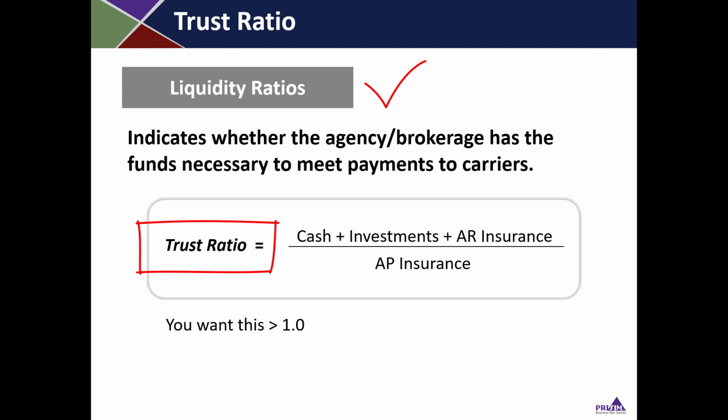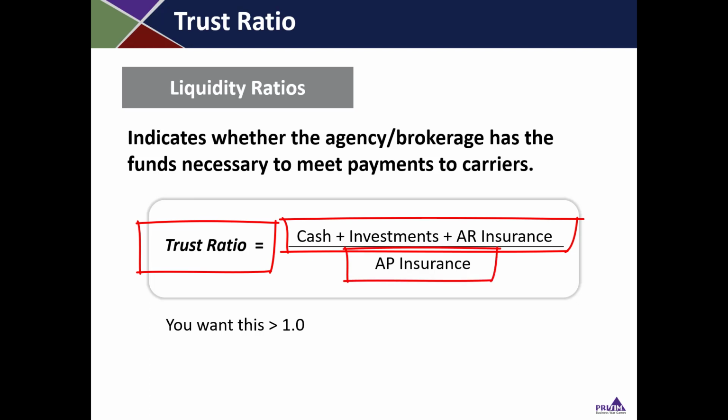The trust ratio shows whether you have the assets to pay those payables to the carrier. Do you have enough short-term assets like cash, investments, and receivables that you could liquidate or turn into cash so that you can pass that amount along to the carrier, which is the accounts payable insurance amount? This is a really important metric from the carrier's perspective, and you want the trust ratio to be above 1.